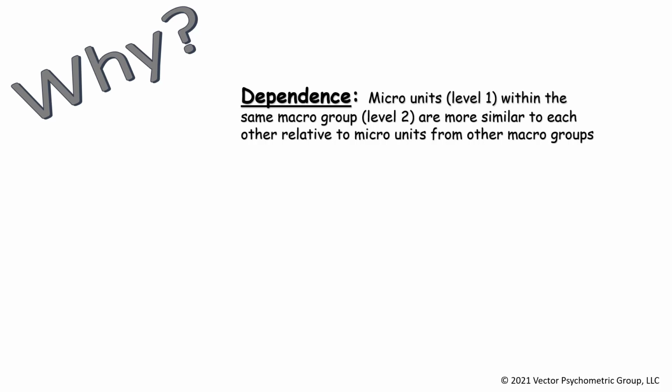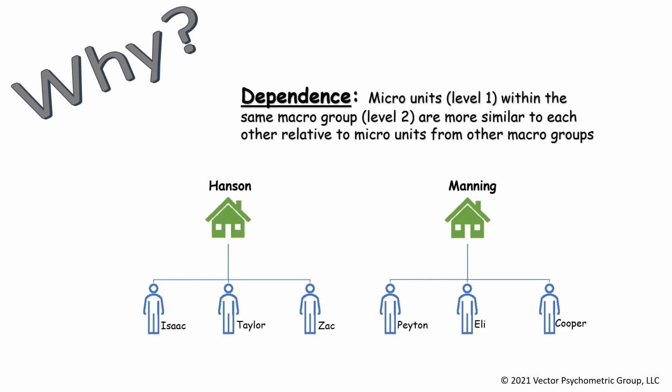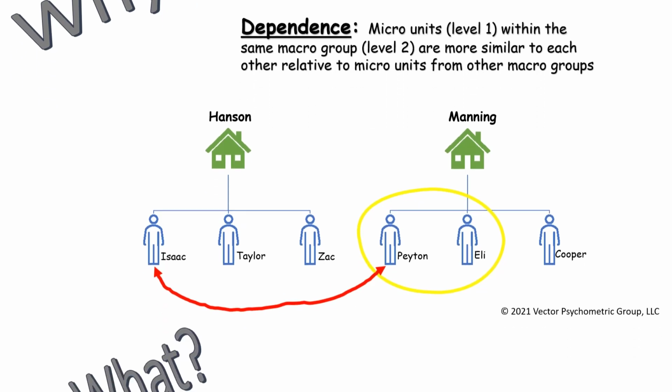Now this is an econ class, so I'm going to get away from the micro-macro terms a bit. And we can easily show dependence with an example. Imagine there are two different families, each consisting of 3 boys. Call one family the Hansons and the second family the Mannings. If we are looking at musical ability, Taylor and Zach Hanson will be more similar to each other compared to, say, Zach Hanson and Peyton Manning. Likewise, if we look at the ability to read NFL defenses, Peyton and Eli Manning's skill levels will be more alike than Peyton Manning and Isaac Hanson's skill levels. And that, in a nutshell, is dependence.